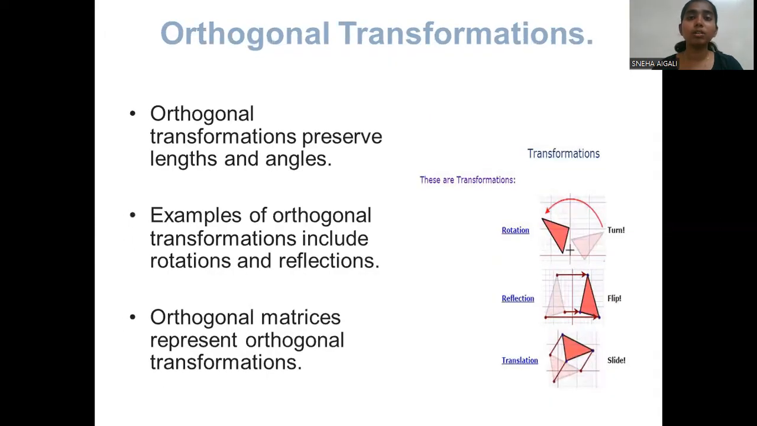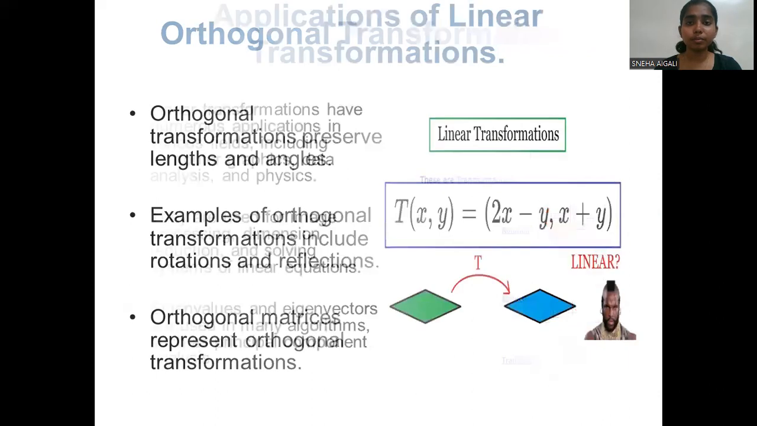Now next is orthogonal transformations. Orthogonal transformations preserve lengths and angles. Examples of orthogonal transformations include rotation and reflection. Orthogonal matrices represent orthogonal transformation. Some of the transformations we have over here are, first is rotation, next is reflection, and the last is translation.